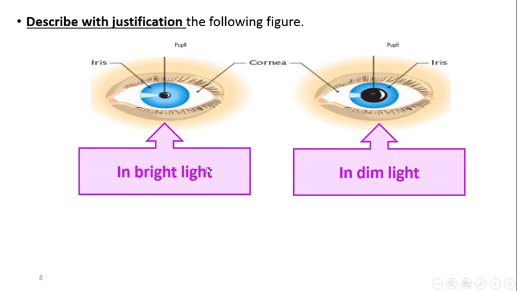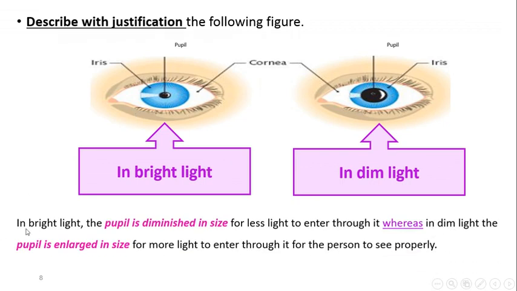Okay, how can we describe with justification the following figure? We say in bright light, the pupil is diminished in size for less light to enter through it. So the pupil is very small, diminished in size for less bright light to enter. Otherwise, we will feel pain. We will have pain in our eyes if bright light enters through an enlarged pupil. So it's diminished in size for less bright light to enter through it.